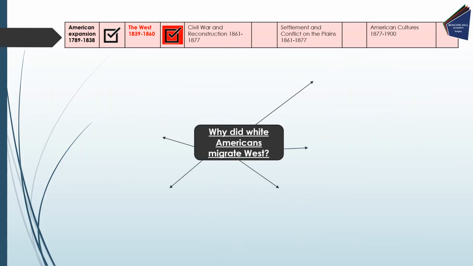So a key question that you could be asked for the second theme of the West 1839 to 1860 is the question of why did the white Americans migrate west? So there are numerous reasons for that, and we are going to go through the causes of that now.